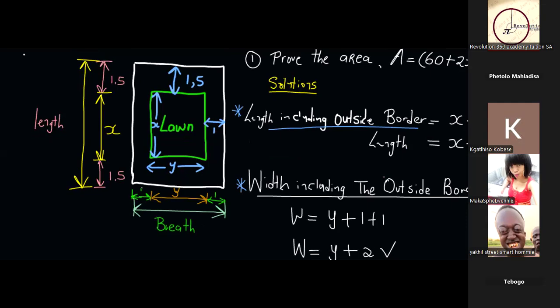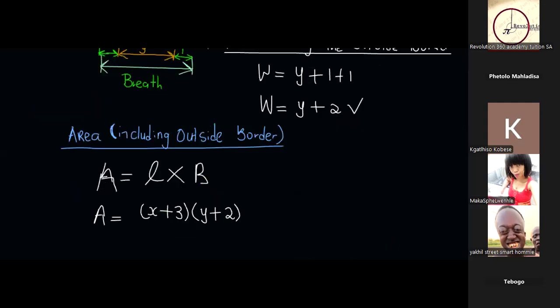Let me do like this. So the area of the lawn, now I'm showing you the area of the lawn. Because the question here didn't want us to find the area of the lawn. The question wants us to find the area of the garden, including the outside border. They want us to find the area of everything. So here on the side, I'm showing you how to calculate the area of the what?